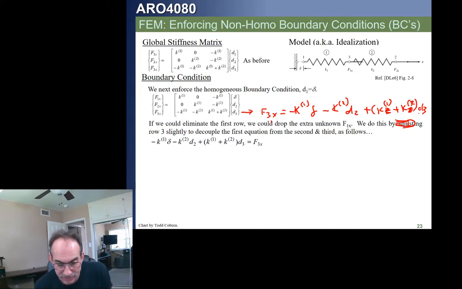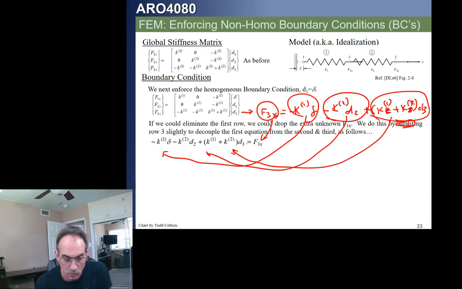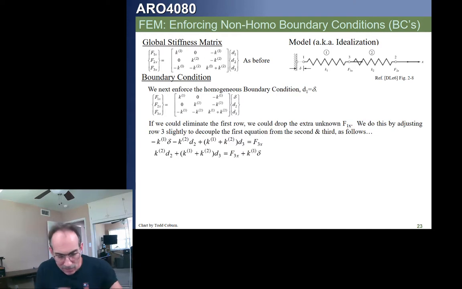Now we can rearrange this. We can say, okay, F3x is equal to this minus k1 term, okay? And then for d2, we've just got this minus k2 d2 term, and then we've got this term right here. You see that? That's all we did. We just multiplied this guy out. Okay? So what we're going to do now is rearrange this equation by taking this. If we can bring this to the other side, then we can solve the equation.